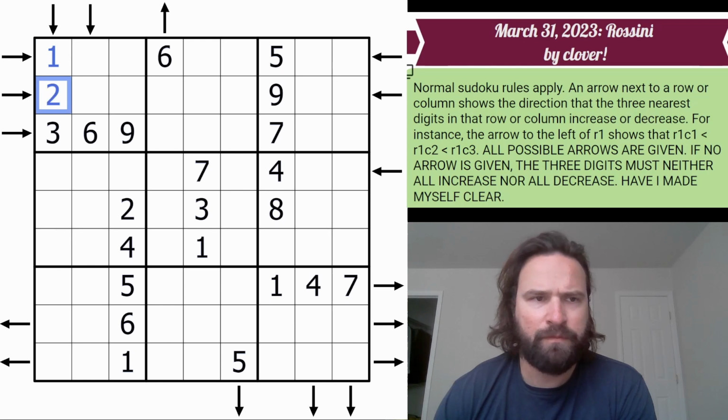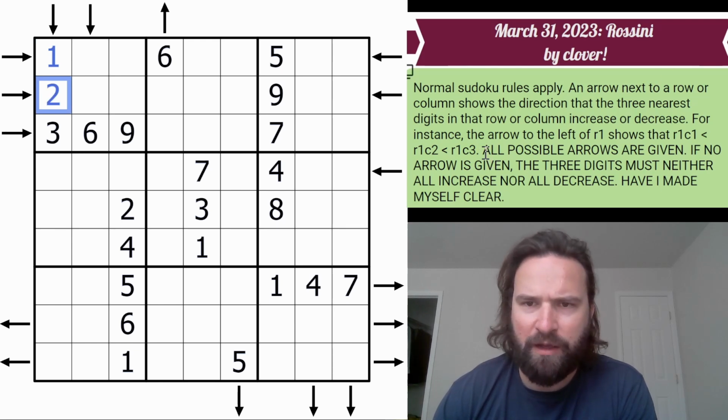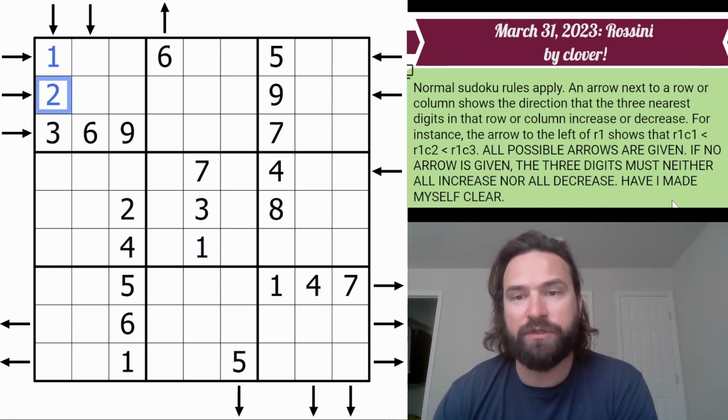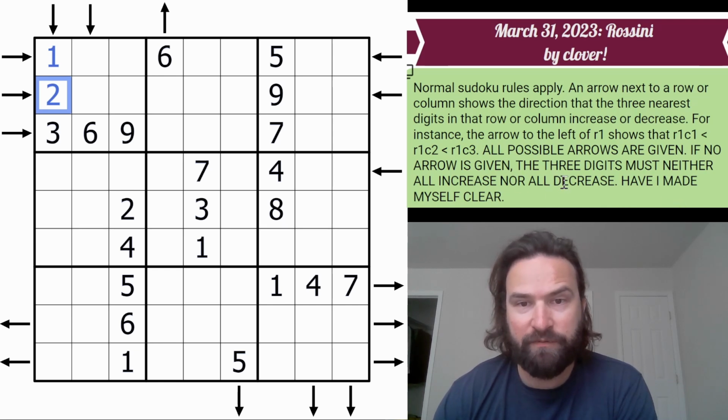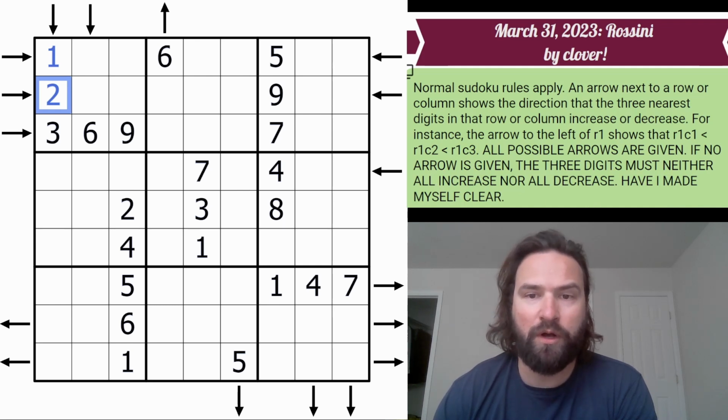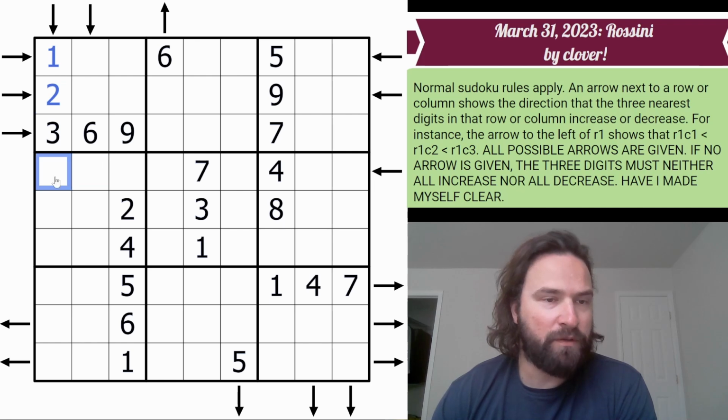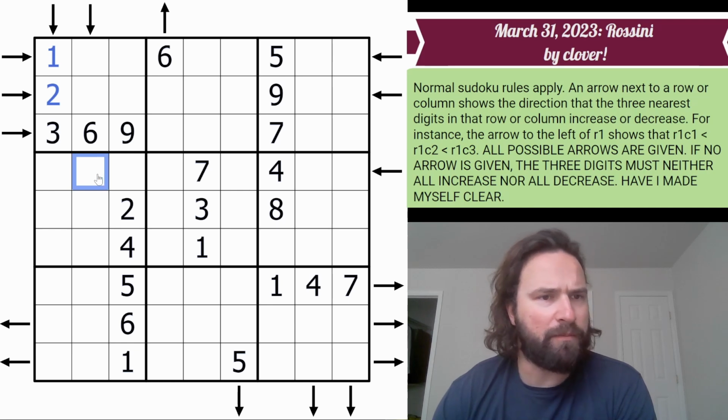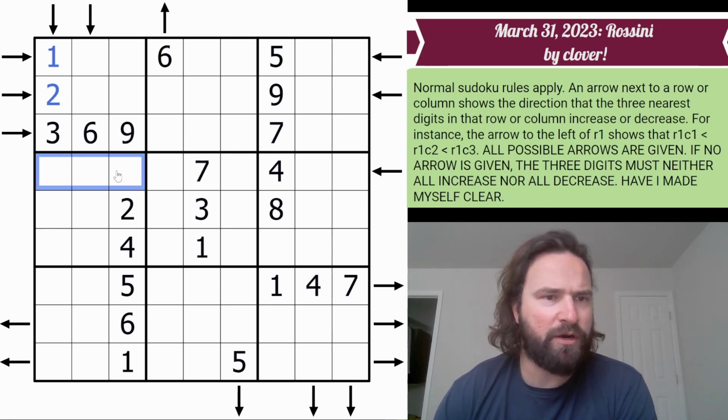Let me finish with the directions here because there is this all caps thing. All possible arrows are given. So if no arrow is given, the 3 digits must neither all increase nor all decrease. Have I made myself clear? So very enthusiastic. That must come into play at some point in the puzzle. So for example, right here, these numbers can't be in order. This can't go lowest, middle, highest, or highest, middle, lowest. So basically, I guess the middle number can't be in the middle, is what that means when you don't have an arrow. So yeah, that must come into play somewhere.